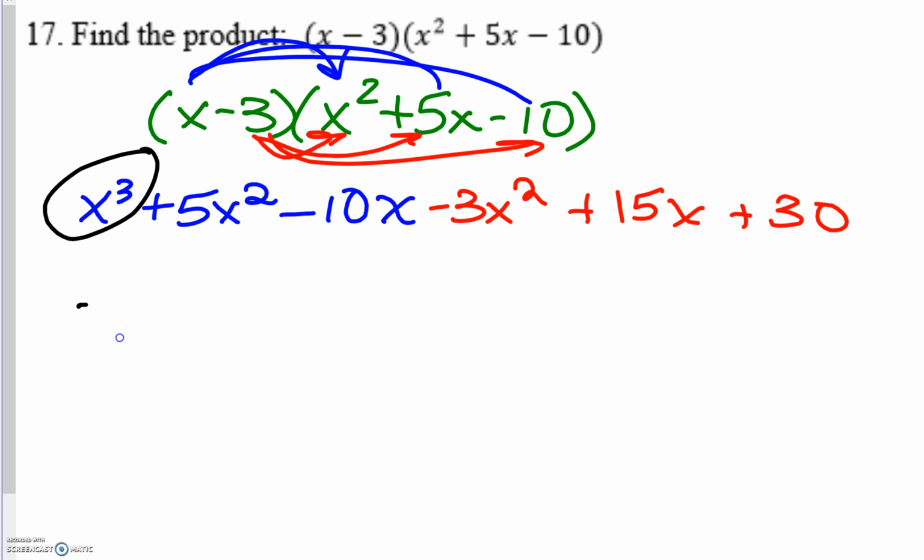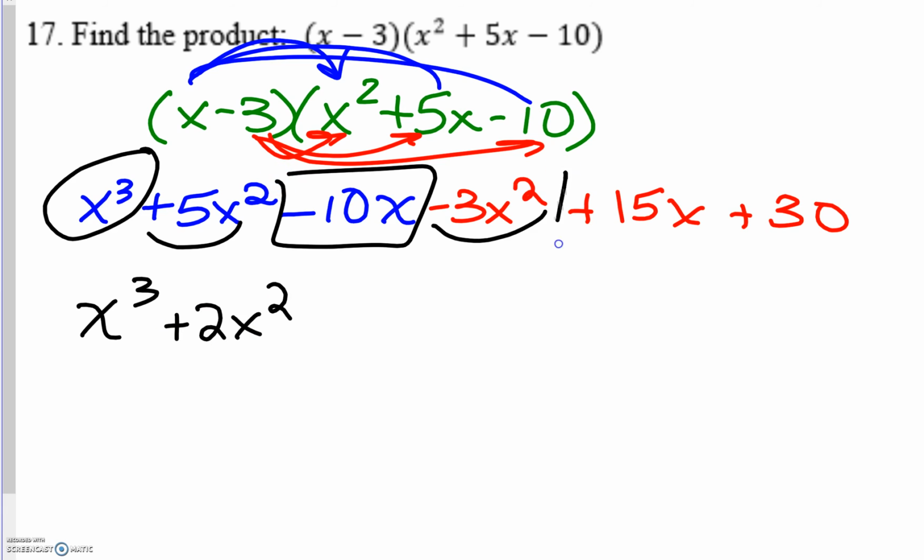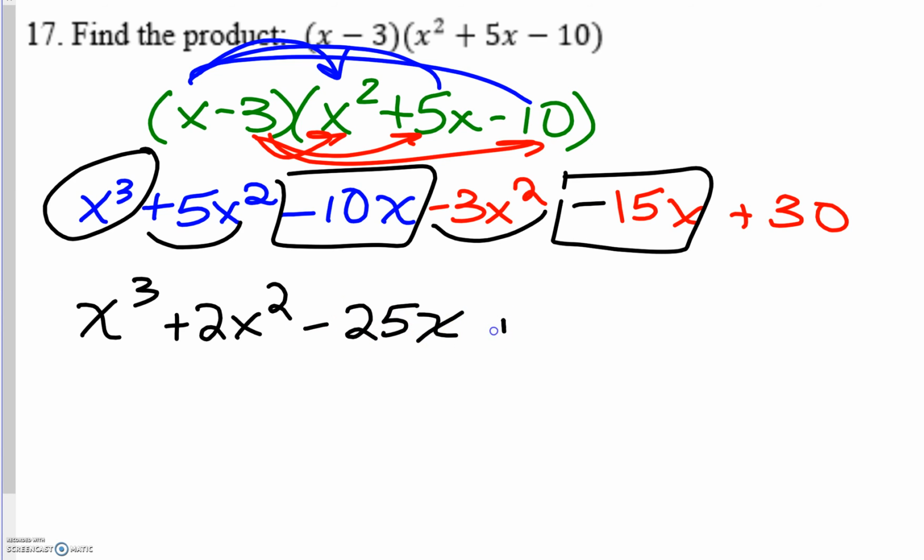Start with the highest exponent, so x to the third, 5x squared and negative 3x squared is a positive 2x squared. Negative 10 and a positive 15. Oops, that should be negative 15, whoops. Negative 25x, and then plus 30.